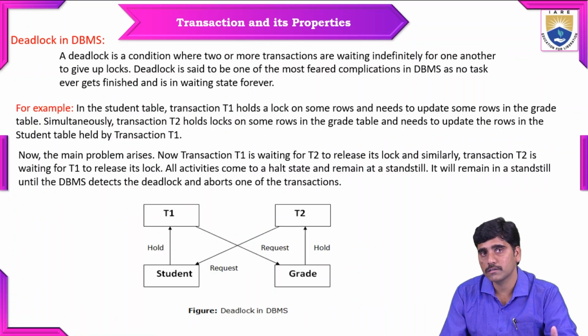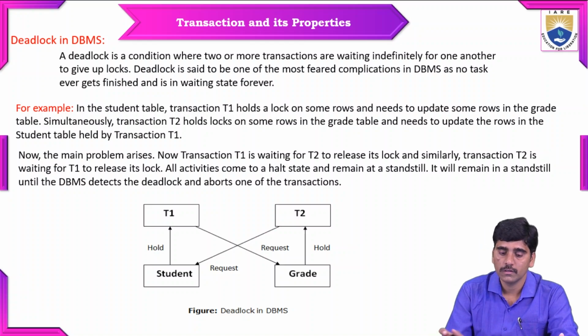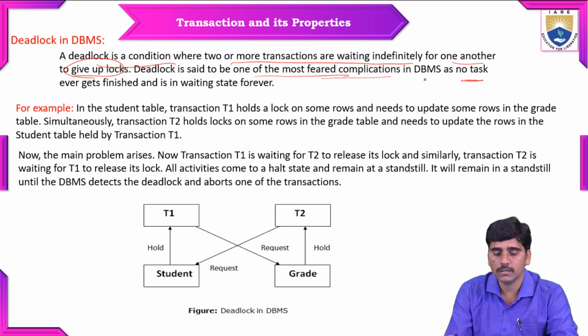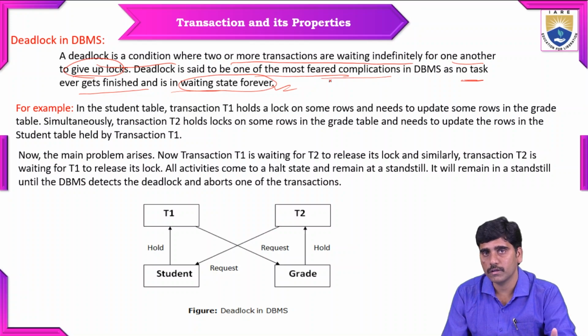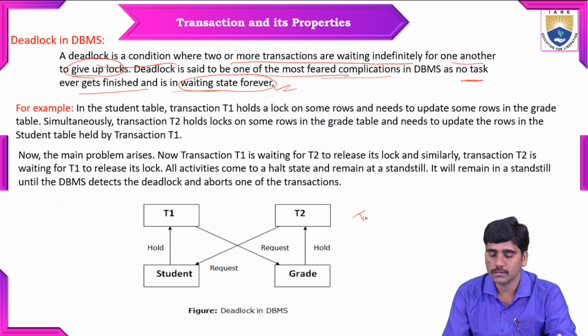In this, the transactions can also get into a deadlock situation. What is meant by deadlock? A deadlock is a condition where two or more transactions are waiting indefinitely for one another to give up locks. It is said to be one of the most feared complications in DBMS, as no task ever gets finished and is in a waiting state forever. That is, the resource needed by one transaction will be held by another transaction.